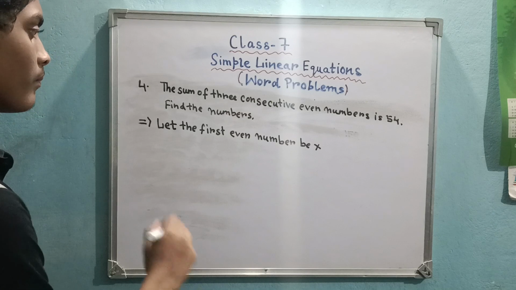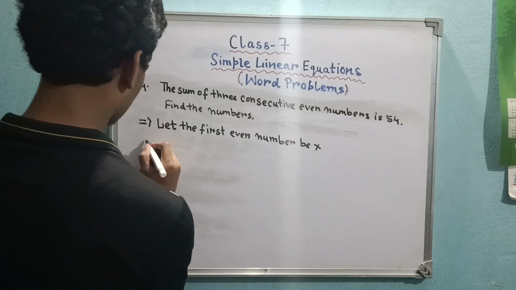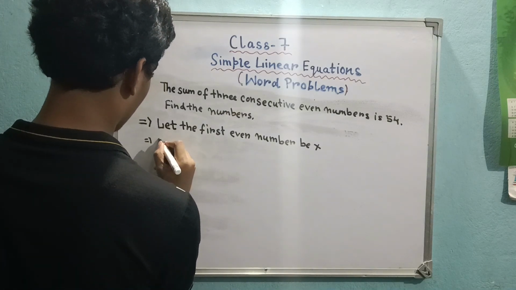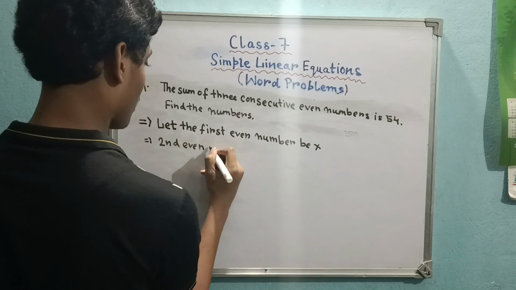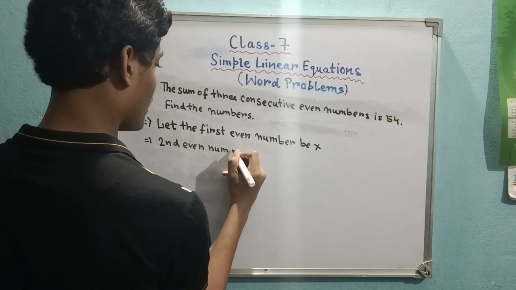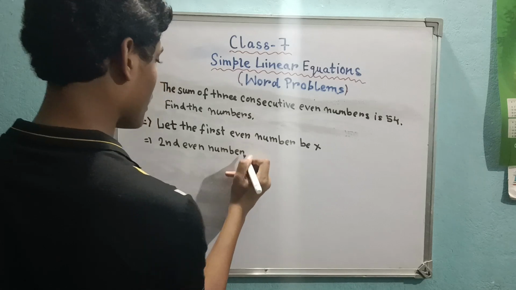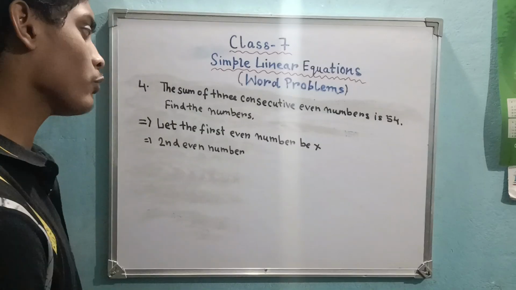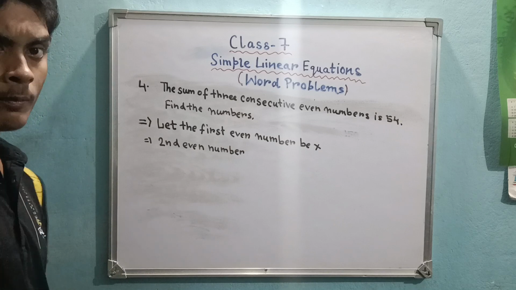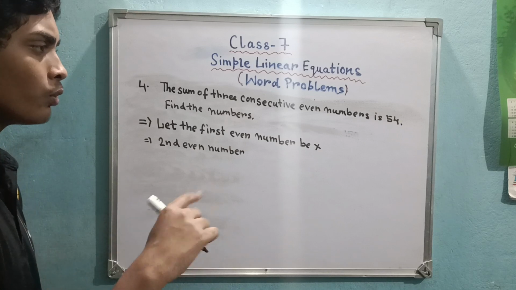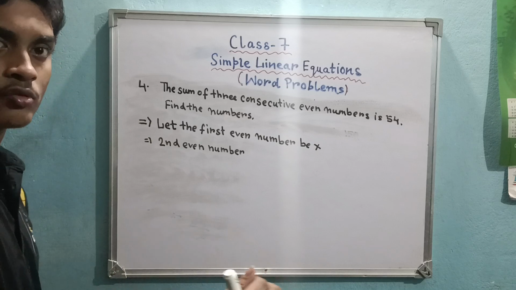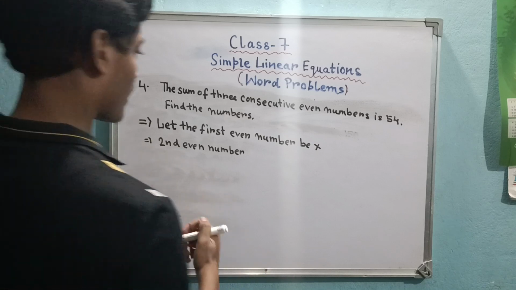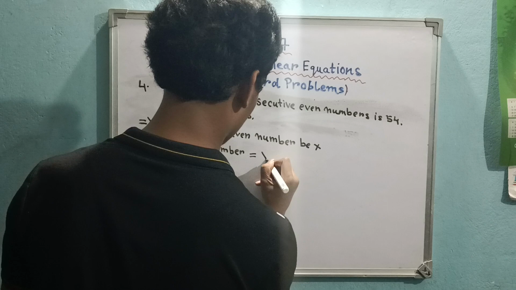Now guys, what will be the second even number? Odd numbers and even numbers, one after another, have a difference of 2 between them. So the next even number will be x plus 2. For example, if 2 is the first even number, what will be the next even number? 2 plus 2, that means 4. Similarly here, second even number will be equal to x plus 2.